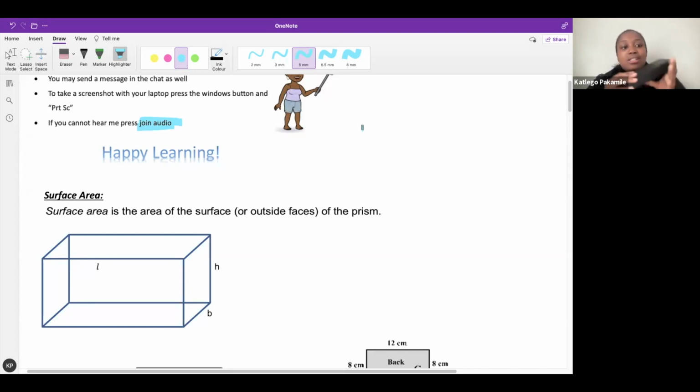Now, if you look at a rectangular prism, guys, how many faces are there in total? Mikhail was ready for that question. She's like, 6. Nabila says 8. Okay, let me hear some more responses, guys. Okay, it's 6.